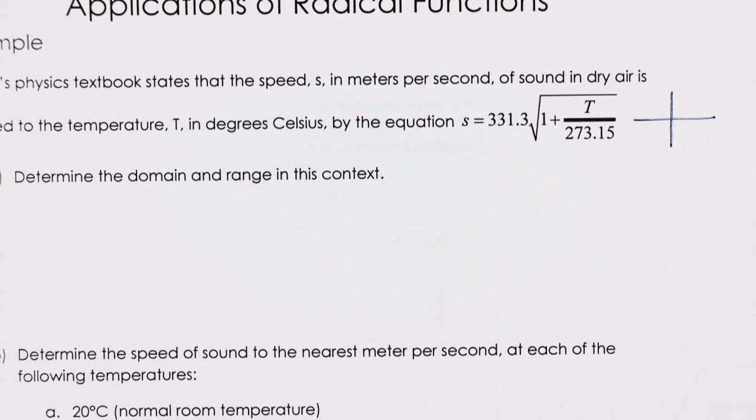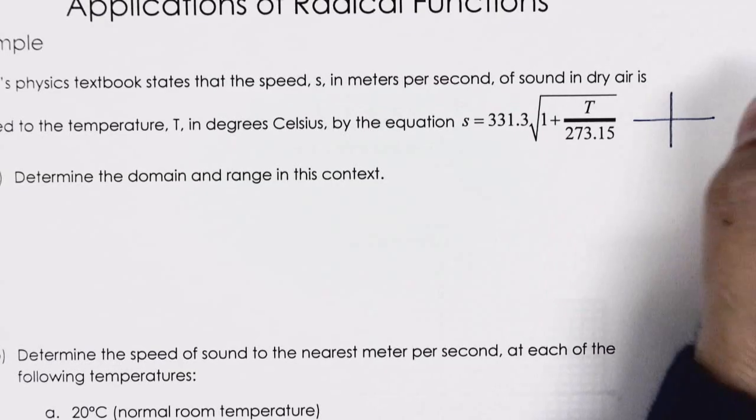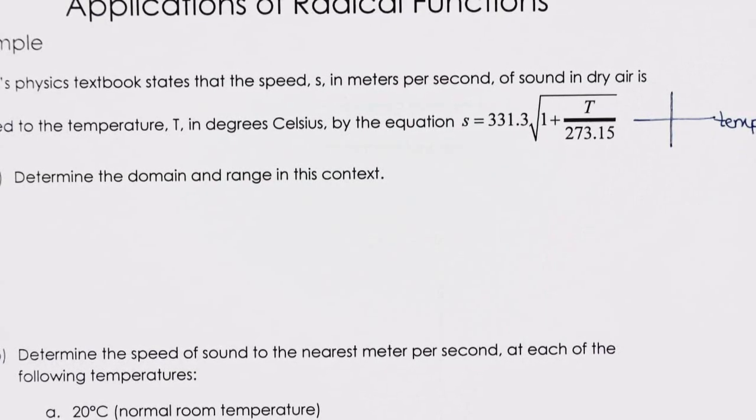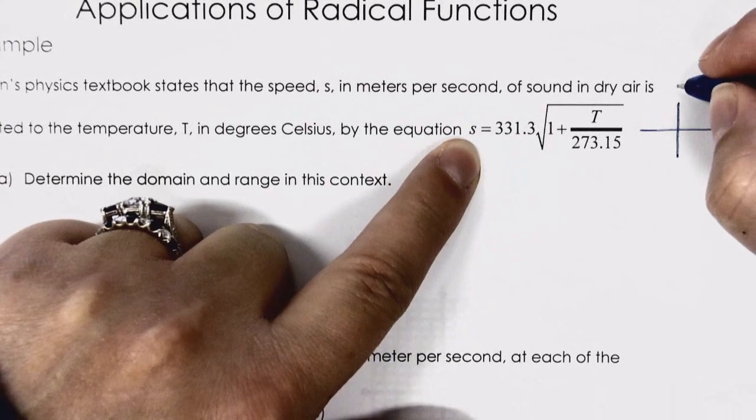Think about what's under the radical in your basic equation. What's under the radical sign in your basic equation? T over 273.15. Okay, so what is my x-axis? This is temperature, right? Can I have positive and negative temperatures? Yes. All right. What's on my y then? What does S represent?